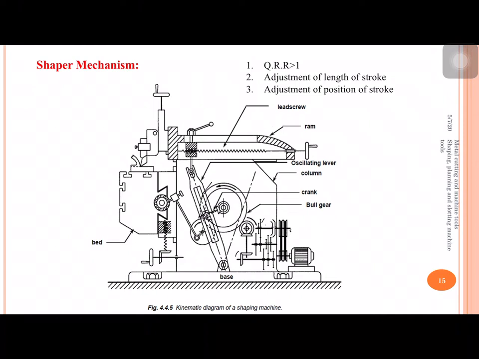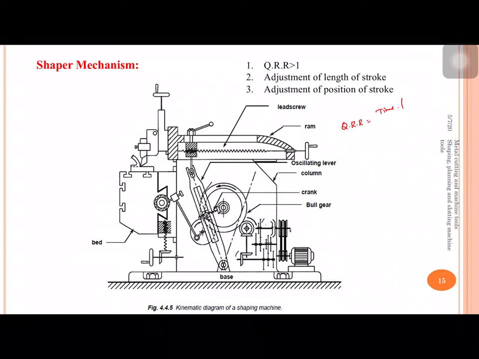First one is related to what is quick return ratio, why it is always ensured greater than 1. And then we will talk about how to adjust the length of stroke and how to adjust the position of stroke. Let us start with what is quick return ratio. Quick return ratio means what?